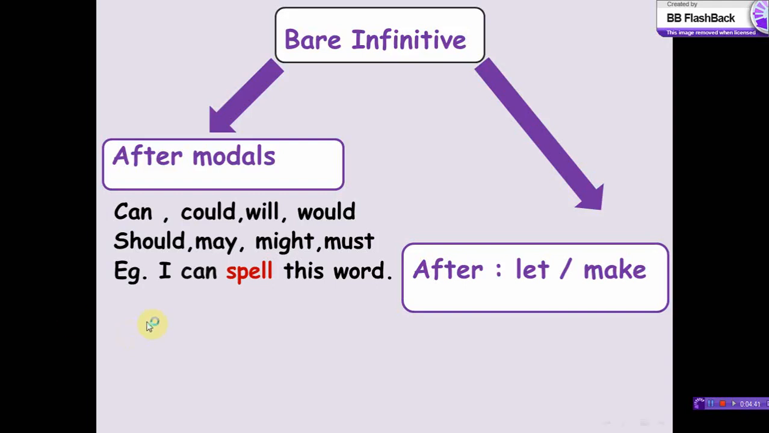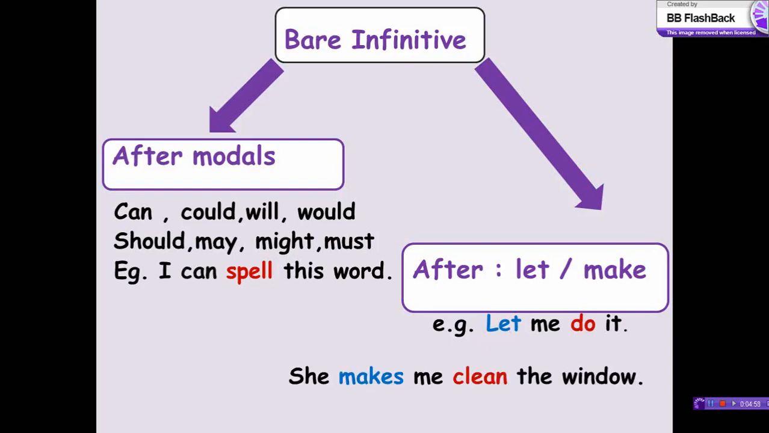As for the second usage after the verbs let and make, and that's a common mistake that you do. Let me do it. She makes me clean the windows, not to clean. So here in the bare infinitive we use it only in 2 cases, either after the modals like can, could, will, must, or after let and make.